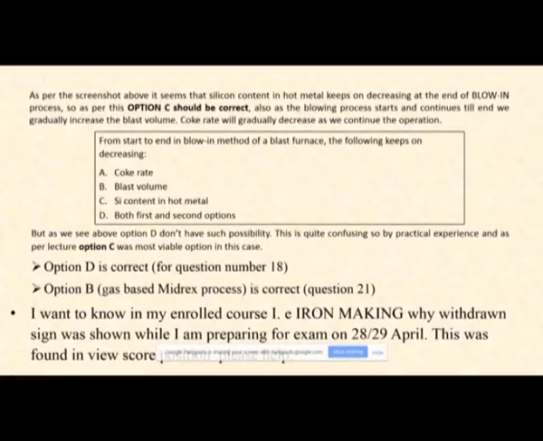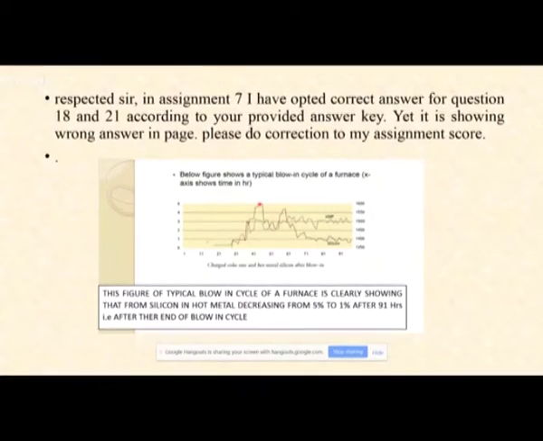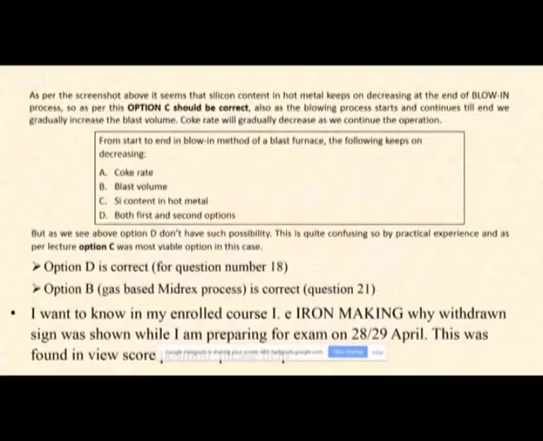Here, actually, you are wrong. Please read the question carefully. The question is saying from start to end. Read it carefully: from start to end in the blow-in method of blast furnace, the following keeps on decreasing. Your silicon content keeps on increasing for quite a long time, and then it starts decreasing. So that is not the answer at all. First, you have not read the blow-in sequence, how it is done. If you had read it properly, this question should not have come.